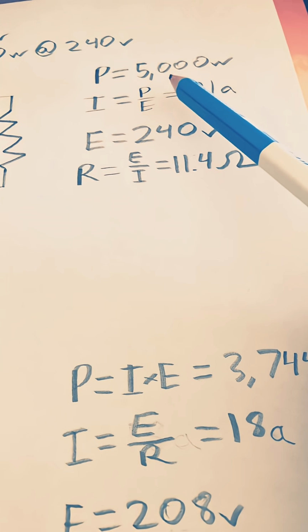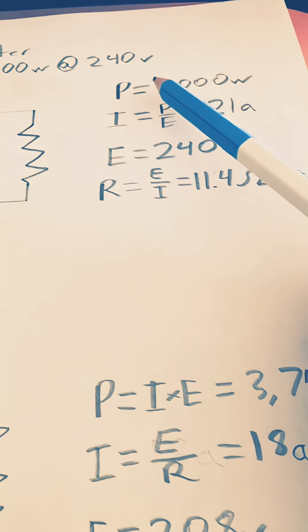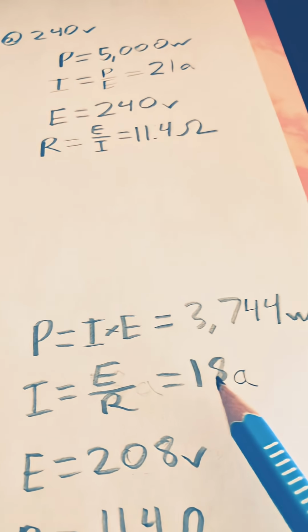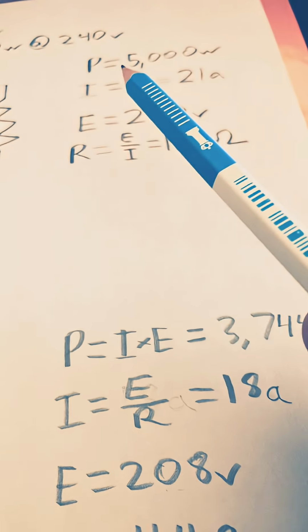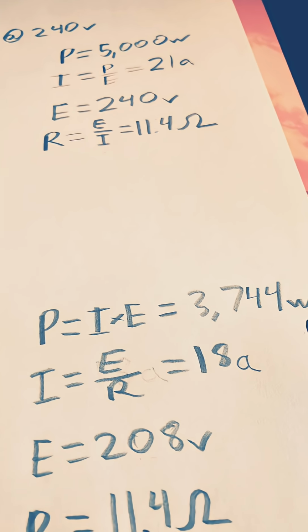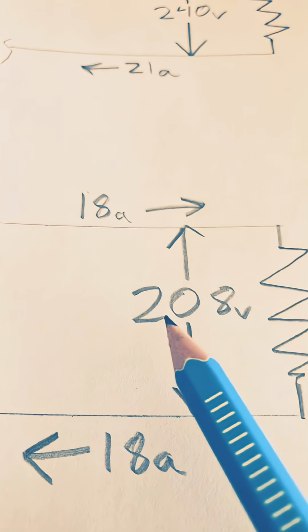Therefore, the 5,000 watt heater at 240 volts no longer puts out 5,000 watts because it is no longer connected to 240 volts. Rather, it is 3,744 watts approximately because it is connected to 208 volts.